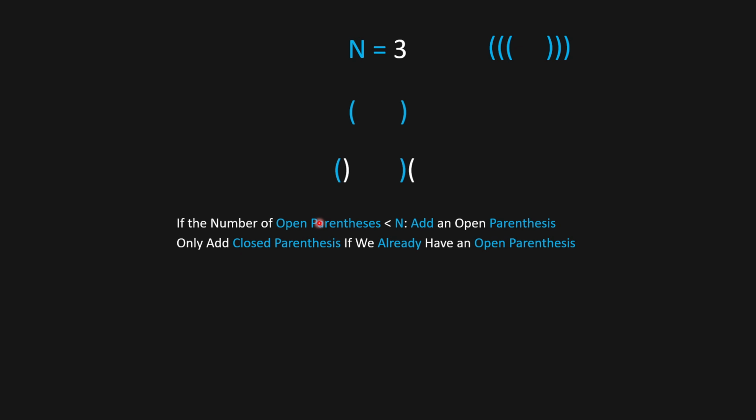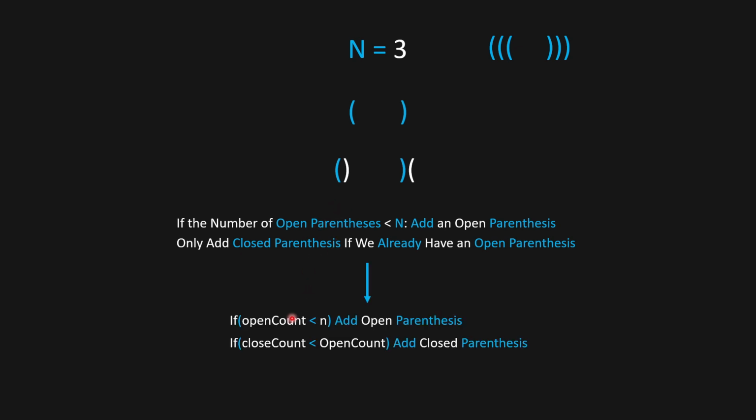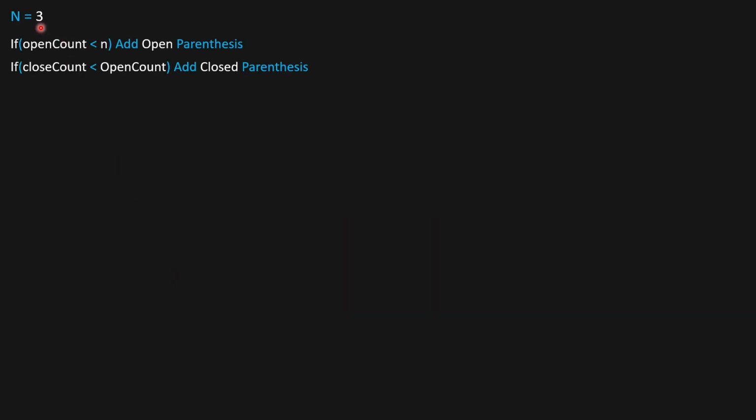And believe it or not, this is everything we need, because we can easily convert this into code, and we can say if open count, meaning if the number of open parentheses that we have is less than n, we can add an open parenthesis. And then below it we say if close count, meaning if the number of close parentheses is less than open parentheses, we can only then add a close parenthesis. I'll take this and put it here, and this is our n. And now let's visualize everything.